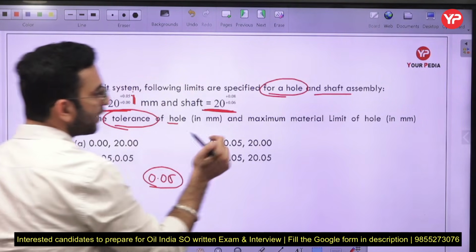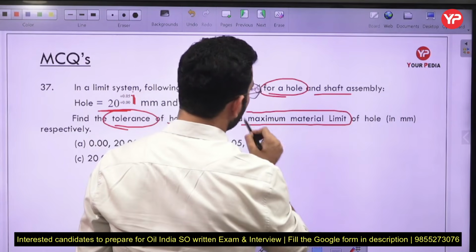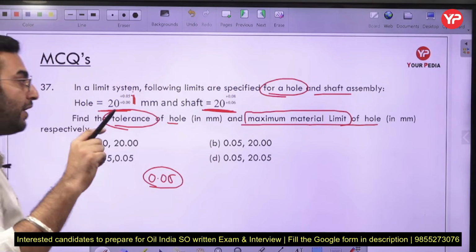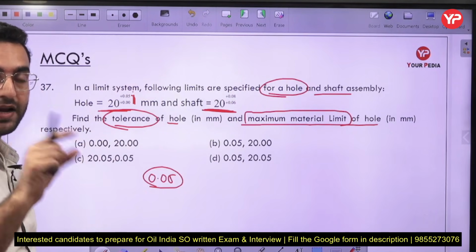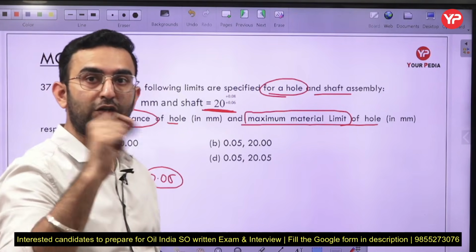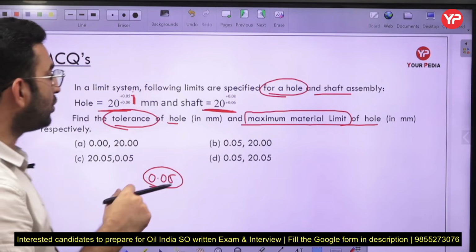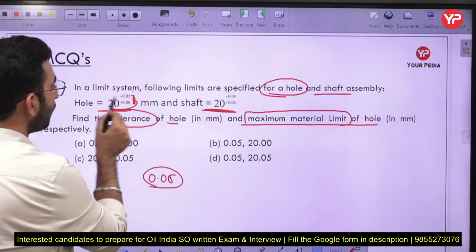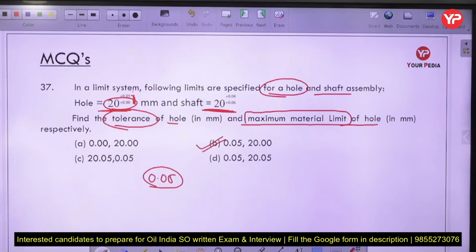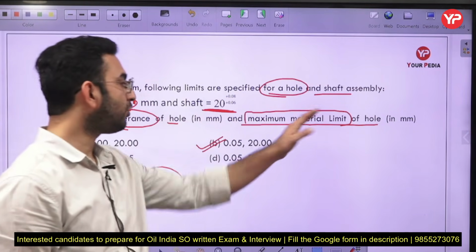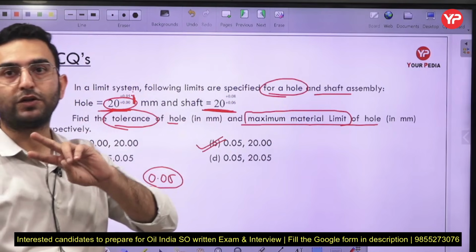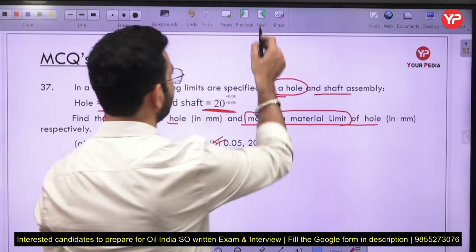Coming back to the maximum material limit of the hole here. The maximum material limit is going to take place when the hole is at the lower limit. So the corresponding lower limit condition of the hole is known as the maximum material limit. So here you can see the hole is having a lower limit of 20. So that will be option number B. Just remember that the minimum material limit is going to be the upper limit of the hole, and the maximum material limit is going to be the lower limit of the hole here. That is the important case.